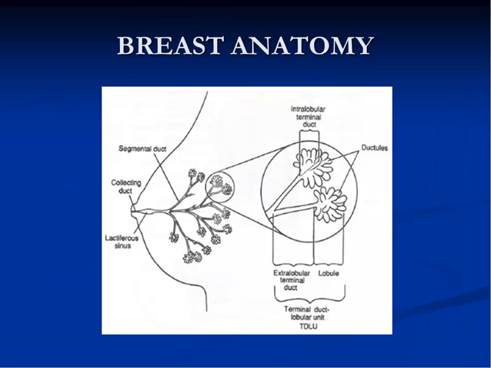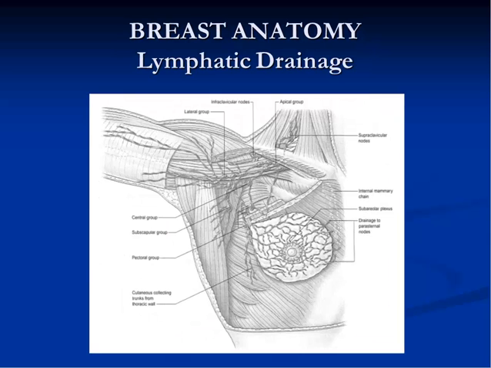The basic functional unit of the breast is the terminal ductal lobular unit. Most of the benign and malignant pathology of the breast arises in the duct and lobular network. Lymphatic channels travel through the axilla, along the sternum, and above and below the clavicle, so physical examination should include these areas around the breast. Most of the lymphatic drainage of the breast flows into the axilla.